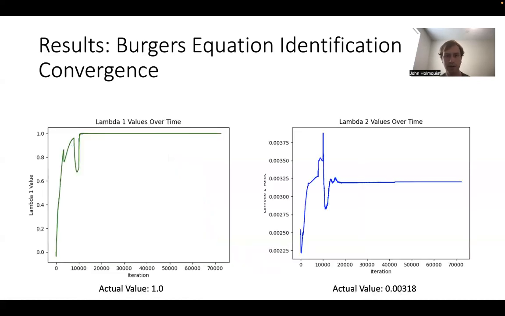So these are the lambda values over time. Up until when LBFGS takes over, and even a little bit after, these plots are a little jumpy, I guess. So the lambda values change, but eventually they converge very well to the actual values. For lambda 1, the actual value is 1.0, and for lambda 2, it's 0.01 over pi, or about 0.00318. So you can see they converge really well.